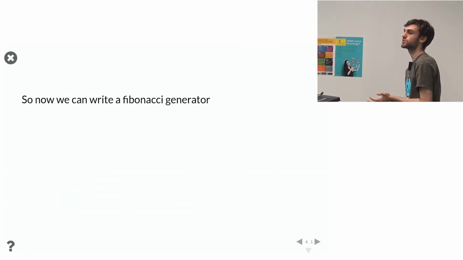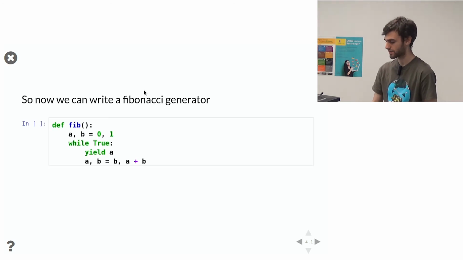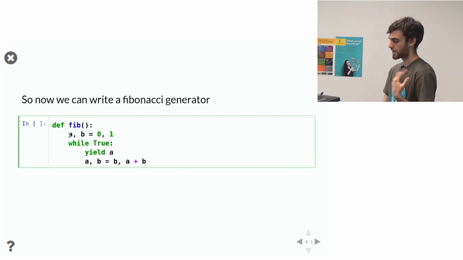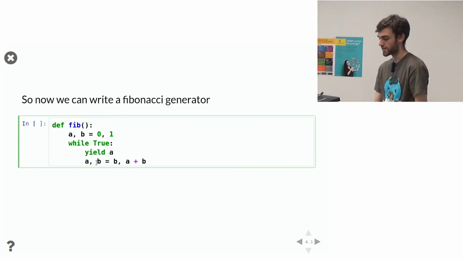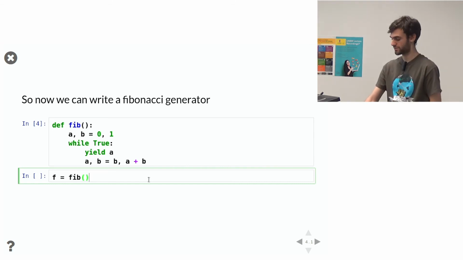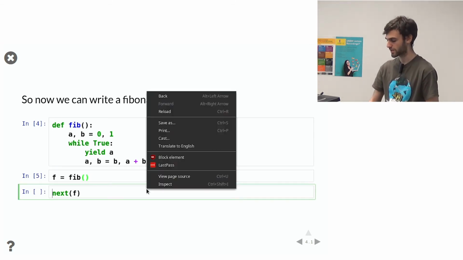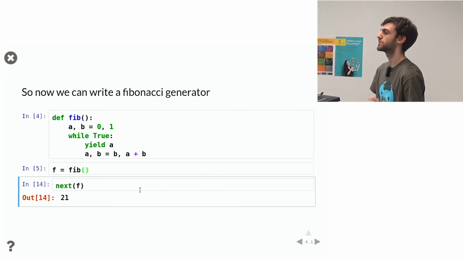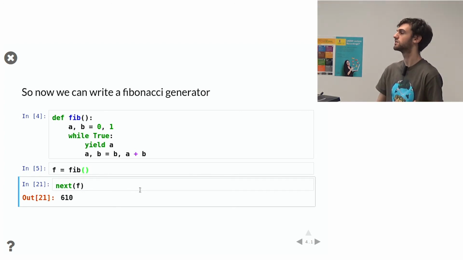So with this knowledge, we can write a Fibonacci generator. And so now we have something like this. We're saying A equals 0, B equals 1, while true, so keep running this loop, yield the value of A, and then A will become B, and B becomes A plus B. So now we run this, and now we can assign the generator to a value, and then we can keep calling next. So I can sit here and get the entire Fibonacci sequence up until infinity.